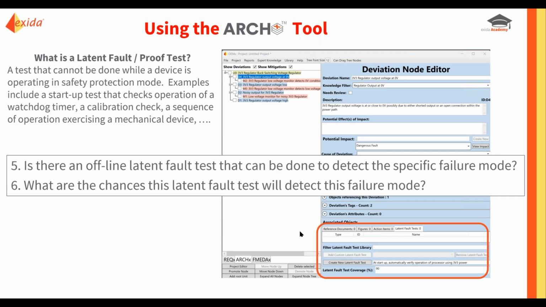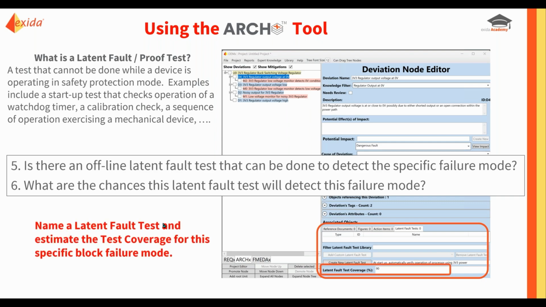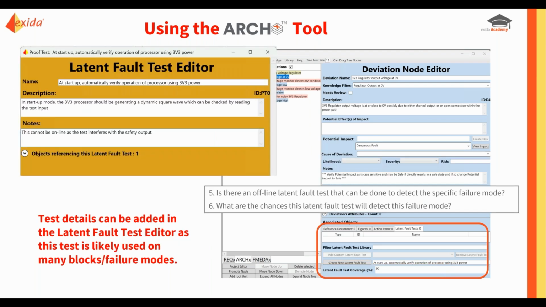We're right on the deviation node editor. We name the latent fault test, estimate the test coverage, and save the results into our documented FMEDA database. Now, normally, that's really not enough. We also have to describe the latent fault test in more detail, and you can click on the latent fault test editor, type in all the extra details and any notes you want about this particular latent fault test. Document and justify.